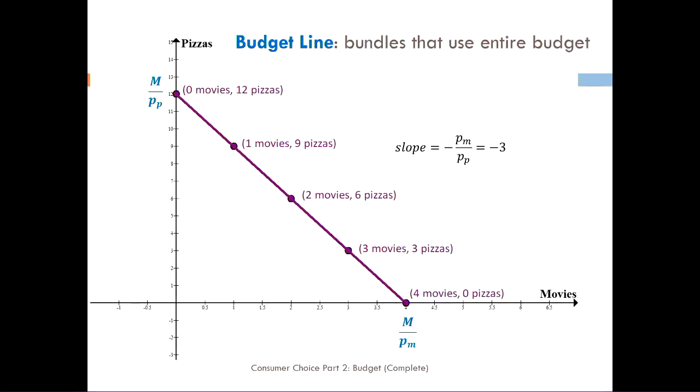All right, so let's see what it looks like here. Here's our budget line. But like I said, it's a straight line, you can't get anything easier. There's only 3 things you need to know: the horizontal intercept, m over pm, the vertical intercept, m over pp, and then the slope. We're done. The horizontal intercept is 4, the vertical intercept is 12, the slope is -3. That's your budget line.